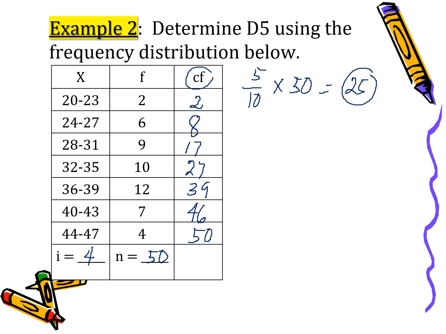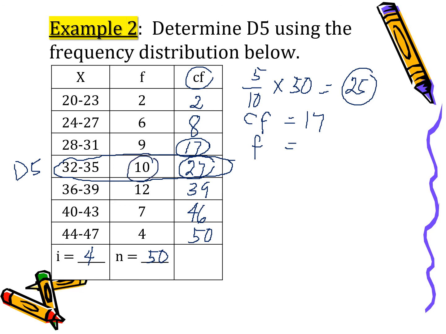Looking at the cumulative frequency, 25 falls here. So this will be our decile 5 class. This is very important because all the other steps depend on this interval or this row. 32 to 35 is the decile 5. Now let us determine the cumulative frequency. Cumulative frequency is the number before this class. And that is 17. Next is the frequency of this interval or decile 5. This is 10. So, 10.